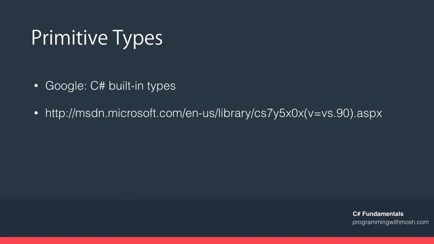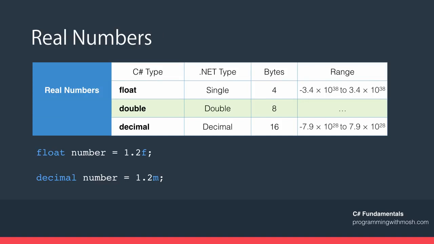In case you want to learn more about the other data types that I told you are not really used, you can simply go to Google and search for C# built-in types, and the first page is the MSDN page that lists all the primitive types in C#. Most of these data types are pretty straightforward, but there is something tricky about real numbers. In this table, I have listed the data types we have for real numbers: float, double, and decimal. I've highlighted double because that's the default data type used by the C# compiler when you're using real numbers.